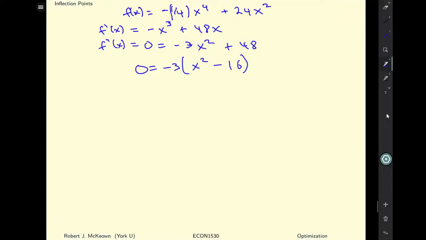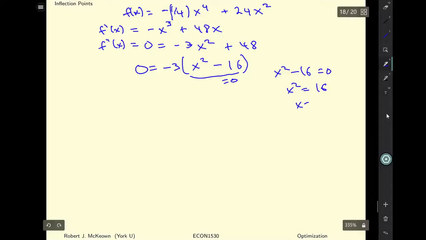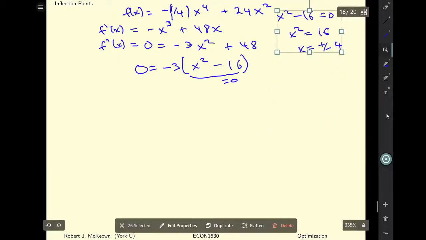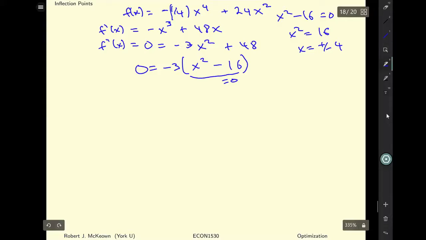What values of x are going to make this expression equal to 0, give us a second derivative equal to 0? Well, we need x squared minus 16 to be equal to 0. We get x squared is equal to 16, and then x is going to be equal to plus or minus 4. Yeah, the square root of 16 is 4. Now I'll move this up. Ready to draw the sign diagram.